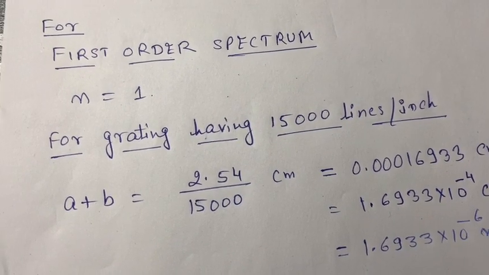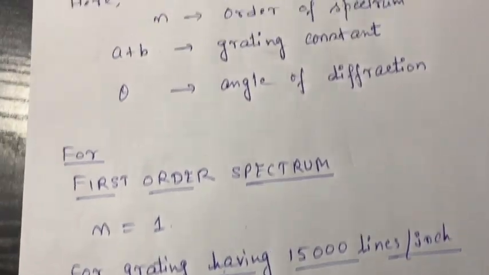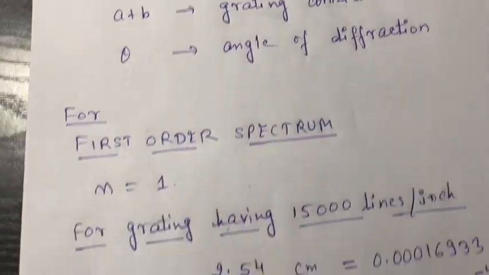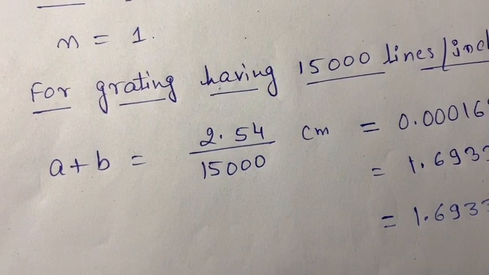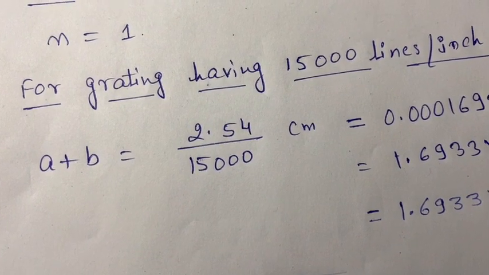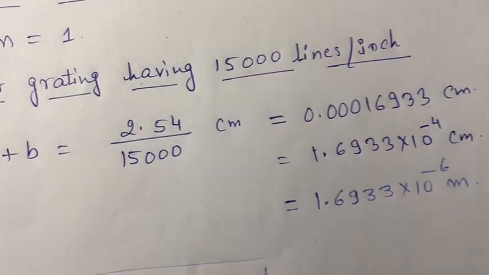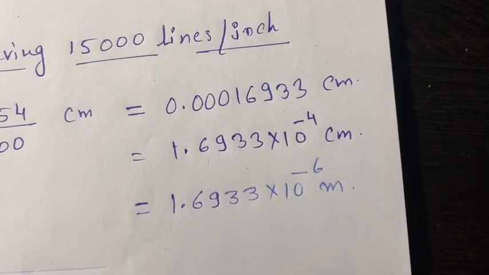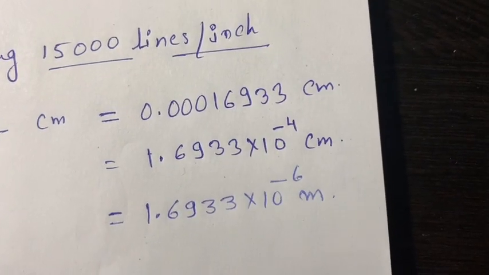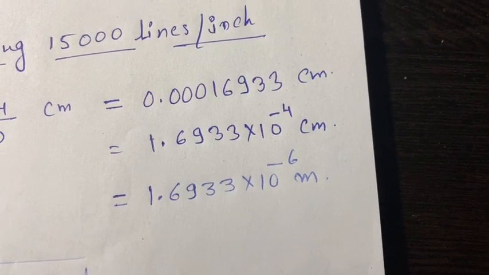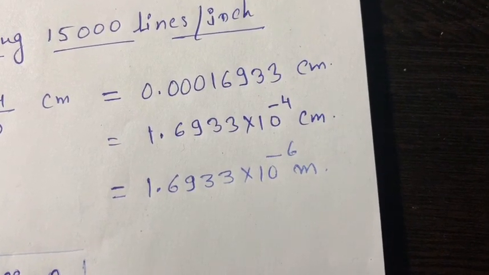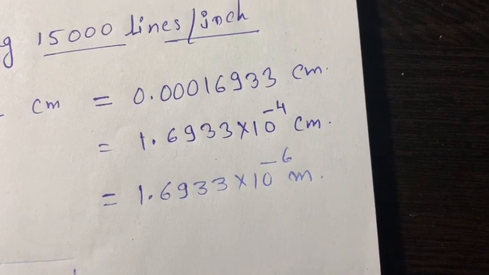So with this information we can find out the grating constant a plus b, which is equal to 2.54 divided by 15,000 lines per inch, and this will give the value in centimeter as 1.6933 into 10 to the power minus 4 centimeter. Further, it can be converted into meters, which is the SI unit, as 1.6933 into 10 to the power minus 6 meters.